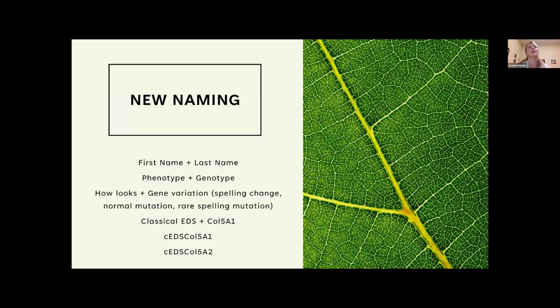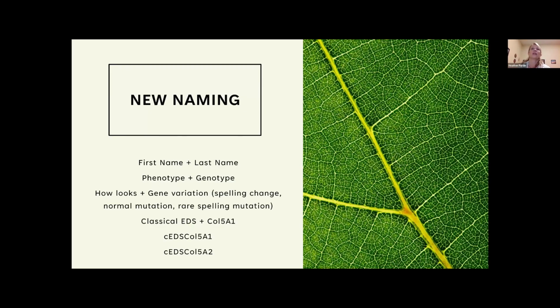And the phenotype is what it looks like. So in classical EDS, it's more stretchy skin. In hypermobile EDS, a chief feature is hypermobility. Kyphoscoliotic, there tends to be kyphoscoliosis in the spine. But many of these, and they think especially hypermobile type Ehlers-Danlos syndrome, are going to end up having more than one gene associated with them.